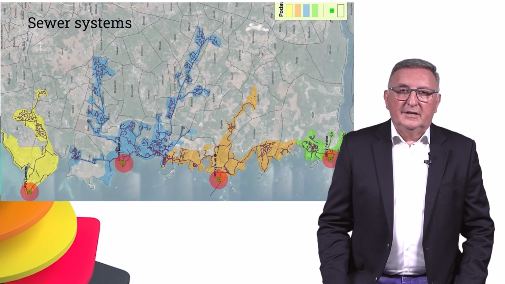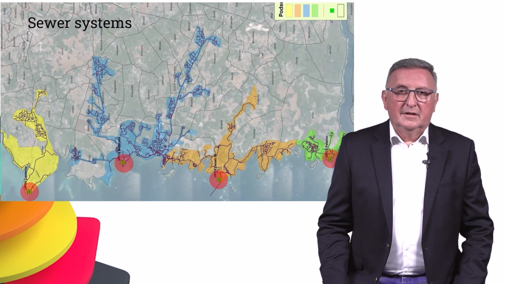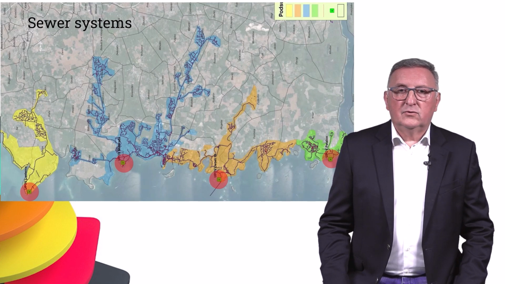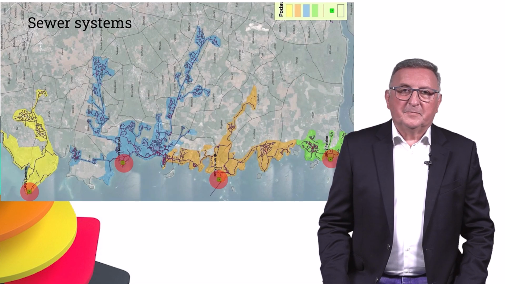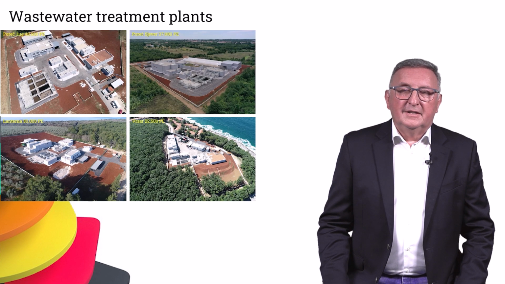The sewer systems included 4 catchments, each having one wastewater treatment plant. On this slide, you can see these 4 catchments in different colors, and in the red areas, you can find where the current discharges of wastewater are. In this project, 4 wastewater treatment plants were built with a total capacity of 145,000 person equivalent, and all implemented similar technology based on membrane filtration.